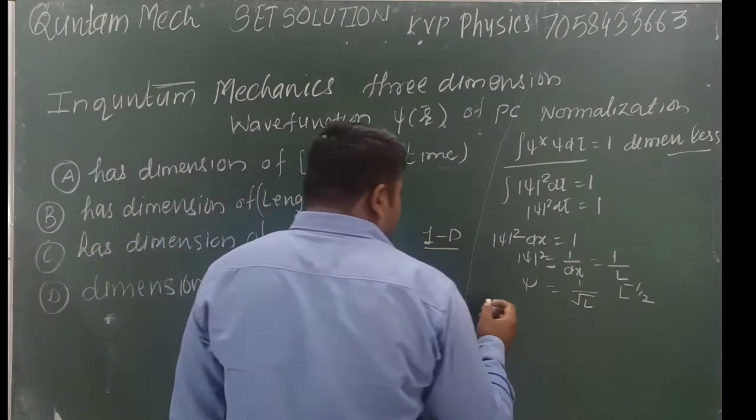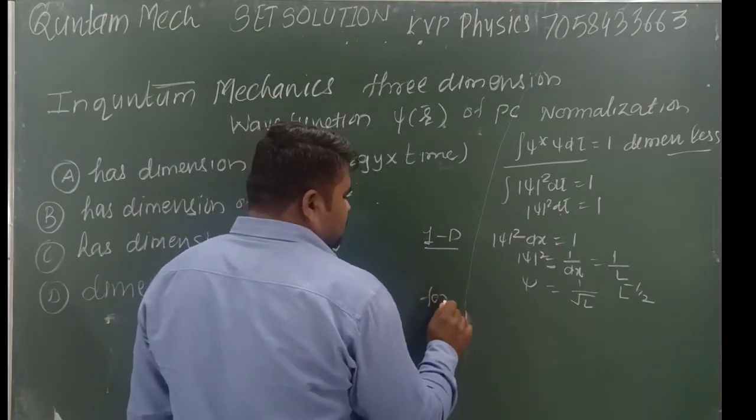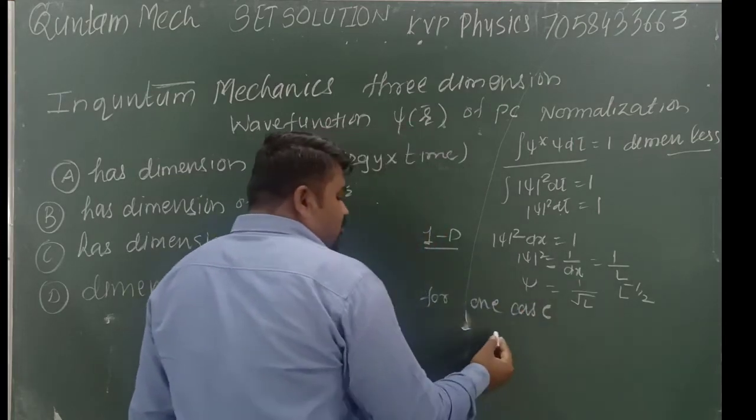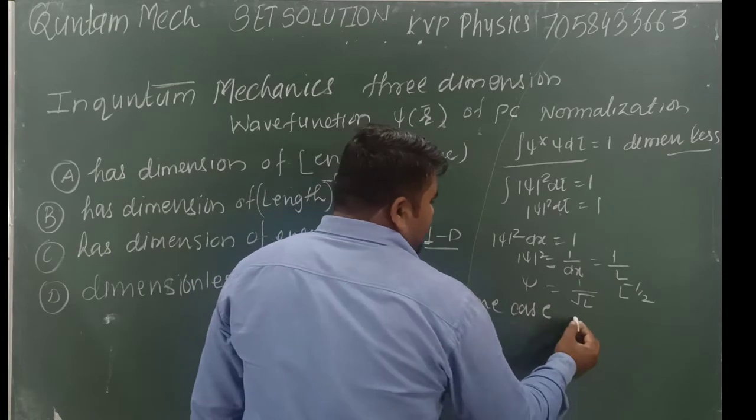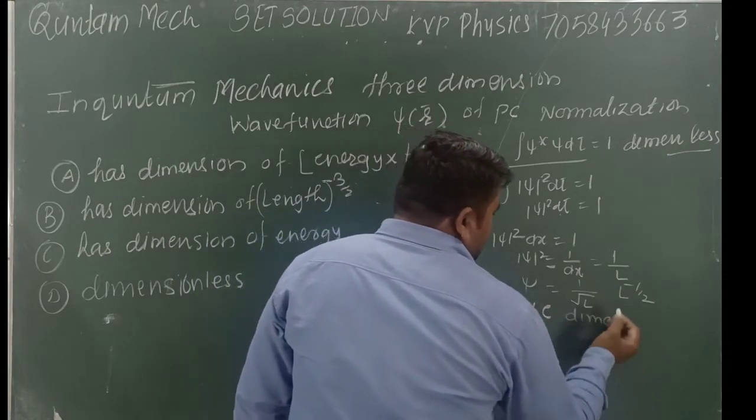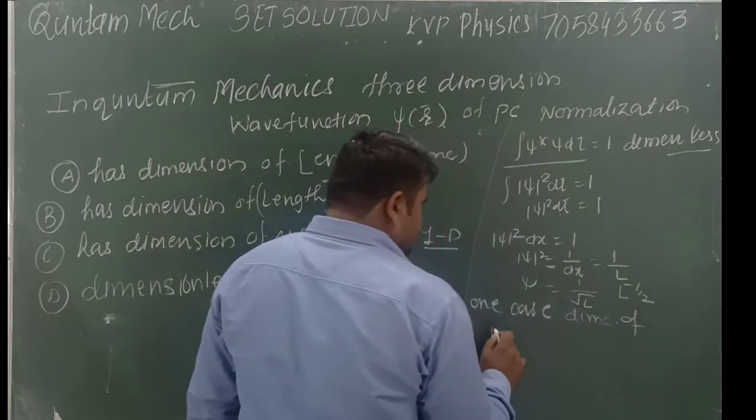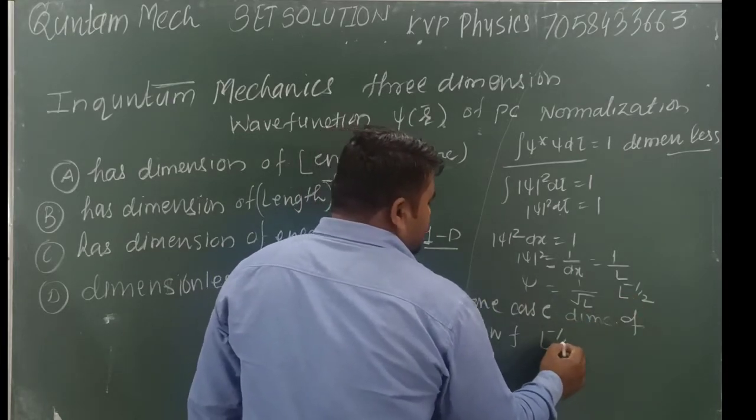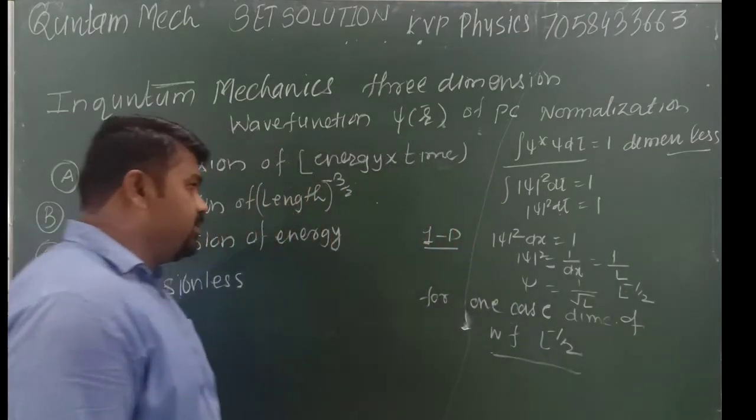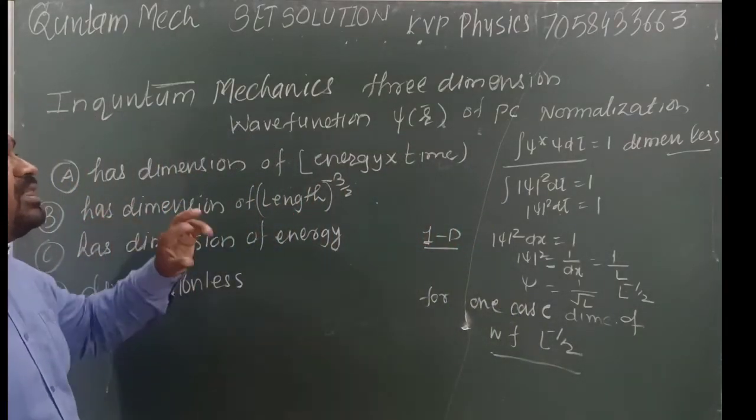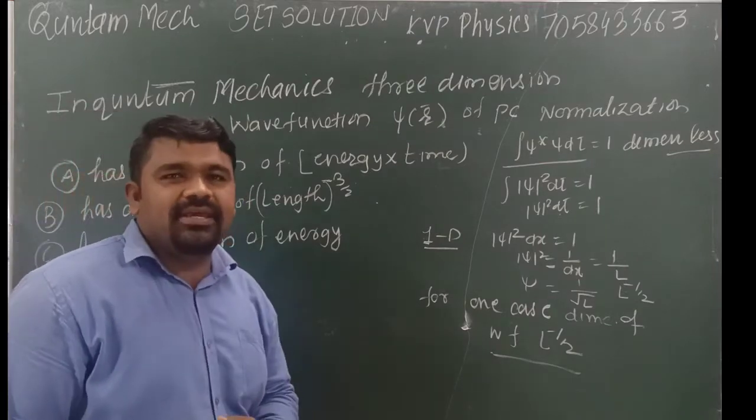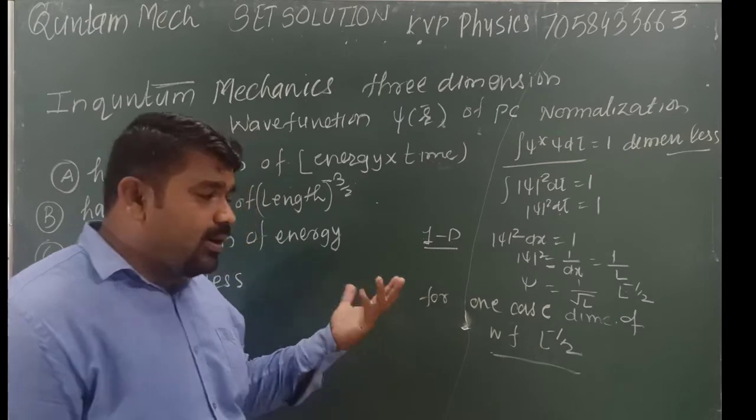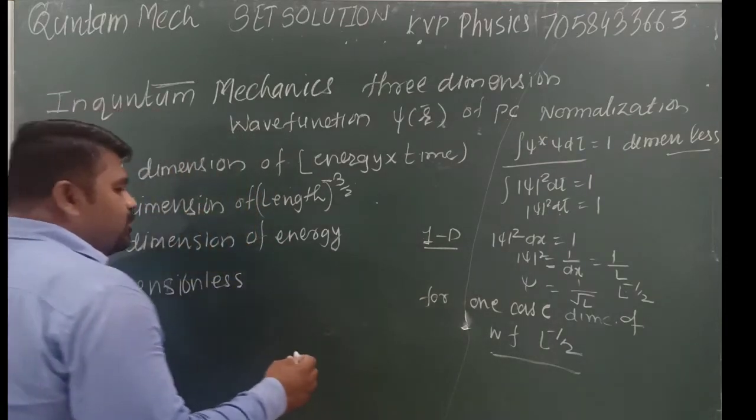Means for the 1D case, what is the dimension of the wave function? In the 1D case, the dimension of the wave function is L to the power minus 1 by 2. But here they ask for the 3D case. Now this is for the 1D case, and next we can take, suppose, the 2D case.